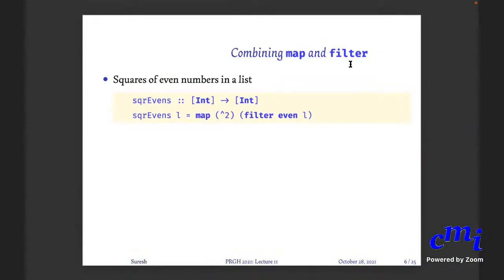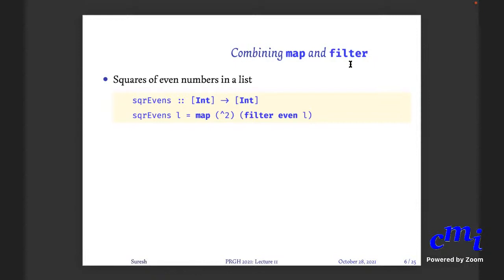Okay, so the nice thing about map and filter is that quite often you will combine map and filter, right? Because map says transform every element of the list to something else. Filter says retain only these elements and ignore these elements. Now you can first filter out and then map, right?